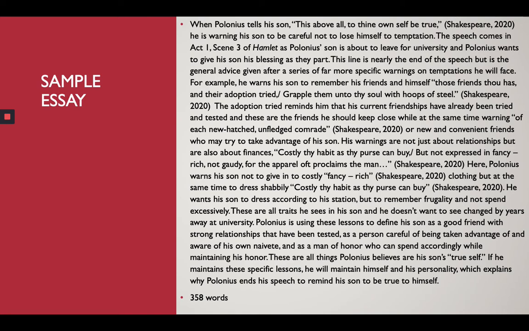So that's my topic sentence. He says it to tell his son, don't lose yourself, kid. Now I'm going to give some background so we understand why he says this above all. The speech comes in Act 1, Scene 3 of Hamlet as Polonius' son is about to leave for university, and Polonius wants to give his son his blessing as they part. This line is nearly the end of the speech, but it's the general advice given after a series of far more specific warnings on temptations you will face. It's the only other time I reference temptations. I shouldn't have it. It should just go. Several other warnings, period. Just end it there. And that would have been fine. I would just delete that part.